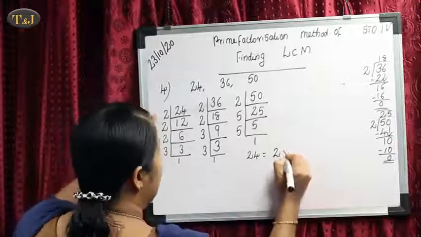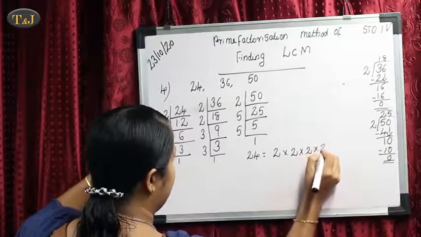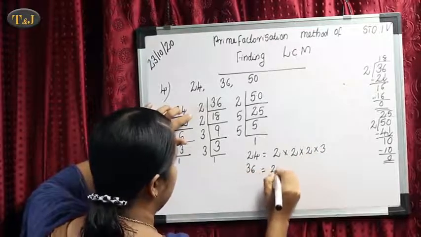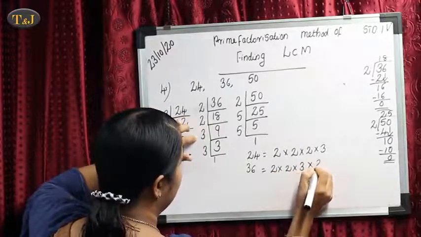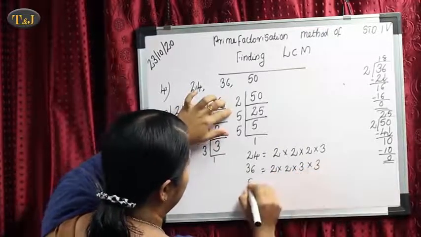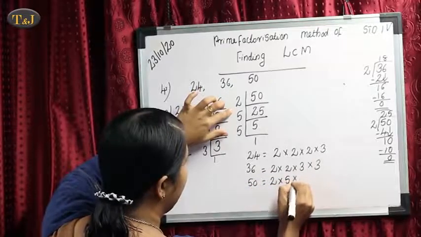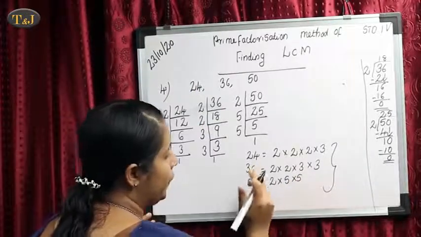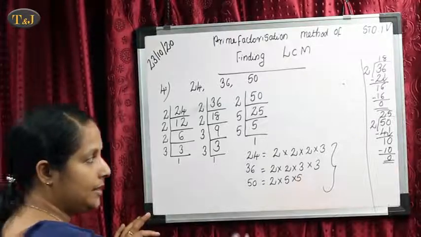Then 2 multiply 2 multiply 2 multiply 3. Then 36 equals 2 multiply 2 multiply 3 multiply 3. Then 50 equals 2 multiply 5 multiply 5. First we select the prime numbers of 24, 36 and 50. Which are the prime numbers of these numbers?